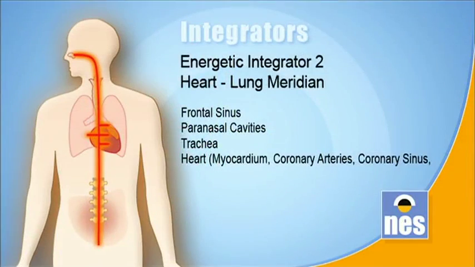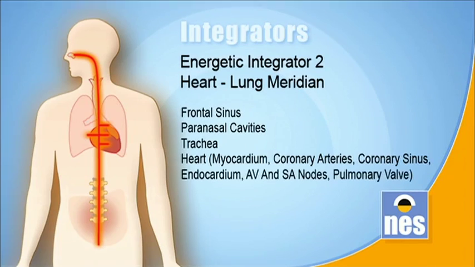You'll find coronary artery and coronary sinus belong in this department, as well as endocardium. The AV and SA nodes on the outside of the heart, part of the conduction system, belong in Integrator 2. Then we've got the pulmonary valve inside the heart and the heart as a whole. We've got the lung tissue in compartment 2. Then the mediastinum. That's the dividing line between left and right heart.